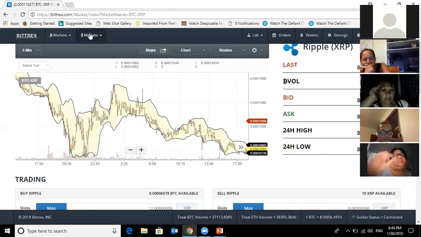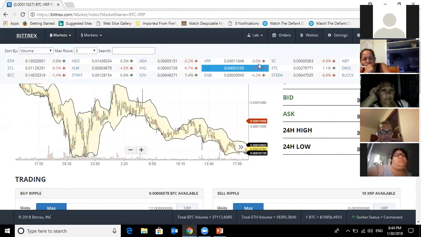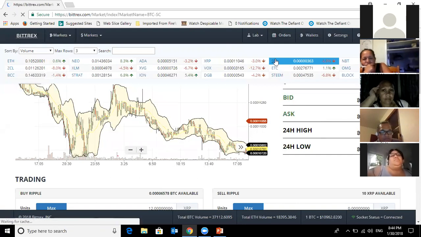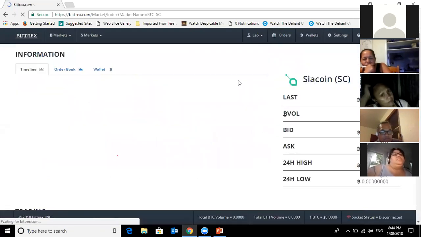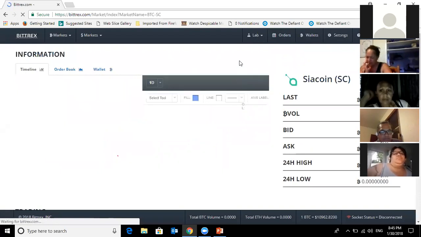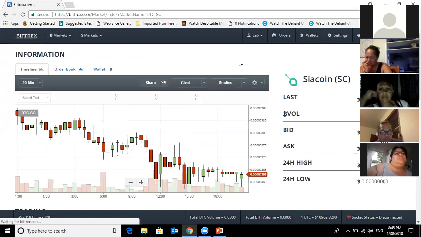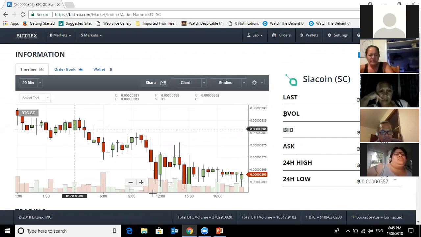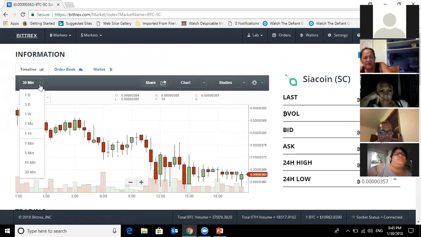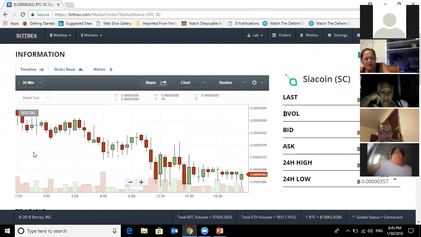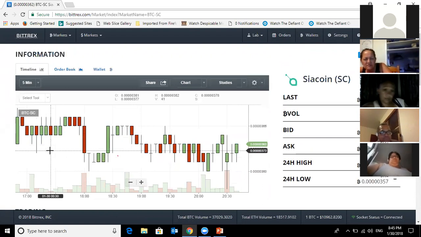Actually, let's change. Let's do a different coin. Let's go to SC. All right, so we're loading up the chart for SEA coin. Okay, it's going to look like this. We need to first change our timeline to 5-minute candles. Okay, so now the candles are 5 minutes apart.